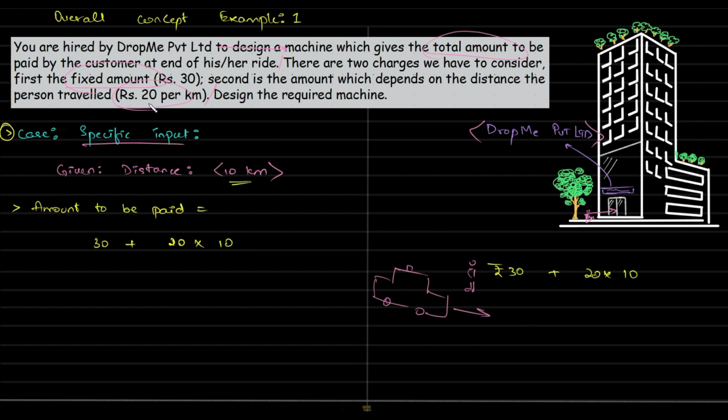So 20 per kilometer tells us that, okay, if you're traveling 1 kilometer, the amount you have to pay is 20. If you're traveling 10 kilometers, what is the amount? Since this is directly proportional, right, you have to do this kind of multiplication. So x is equal to 10 into 20, and that's what we have written over here. So basically this person will be paying 30 plus 200, that is 230 rupees.